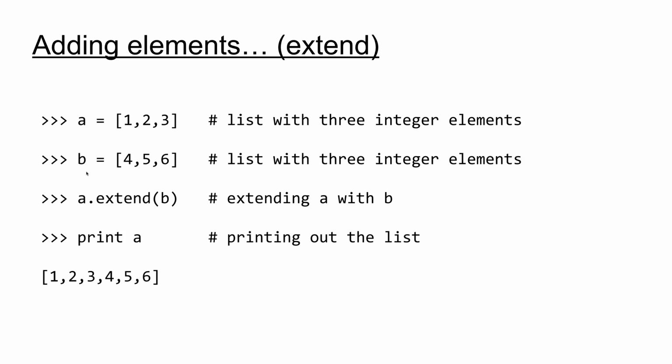So here we have our list with integers 1, 2, 3. Here we're declaring another list called B with integers 4, 5, 6. And here we're extending B onto the end of A. So this is going to be changing the A list while leaving the B list the same. And here we're printing out A, and you can see we have our original 1, 2, 3 here on the left, 3 elements. And then we have effectively stuck B onto the end of A. So we've doubled the size of A by extending B onto the end of it.